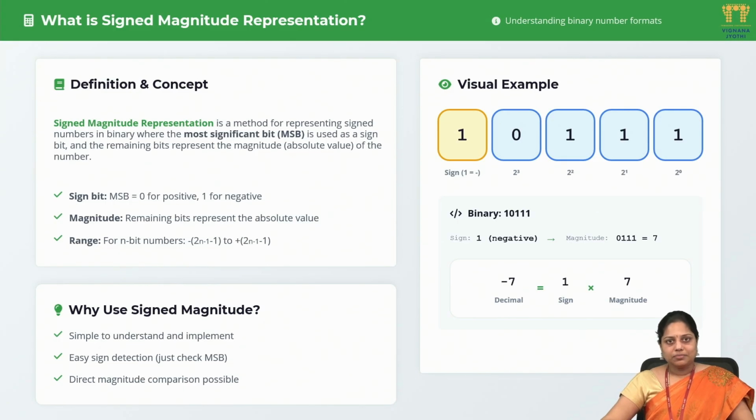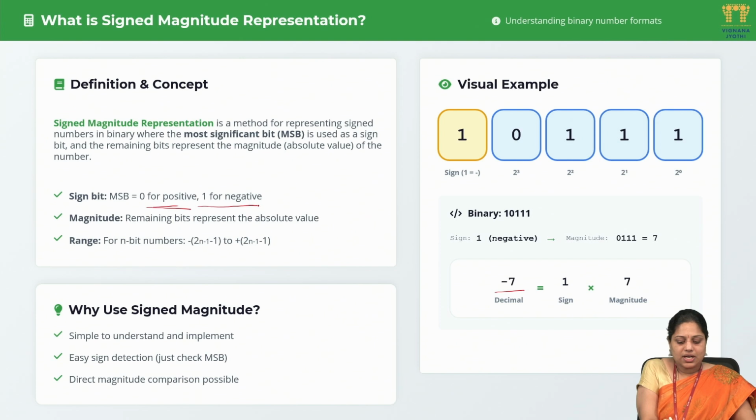First, starting with an example of representing -7. We are going to represent -7 using sign magnitude representation, where the MSB bit is used to represent the sign. If the MSB bit is 0, it is positive, and if the MSB bit is 1, it is negative. First we need to convert the decimal value 7 into binary, that is 0, 1, 1, 1. Now we take one more bit, which is considered the sign bit. As it is -7, it is negative, so we represent the MSB bit as a 1.